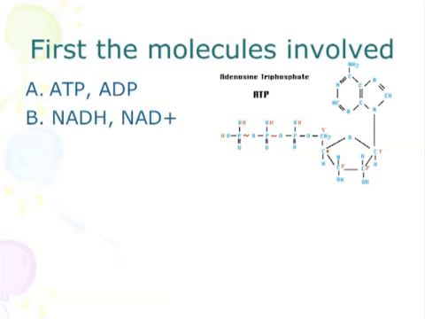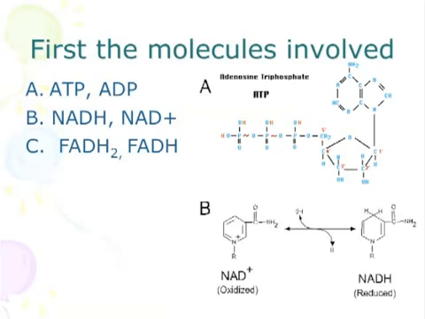The next one is NADH and NAD+. This might look familiar from photosynthesis. Photosynthesis uses NADPH instead of NADH. They're very, very similar, and same with FADH2 and FADH. These are both electron-carrying molecules.